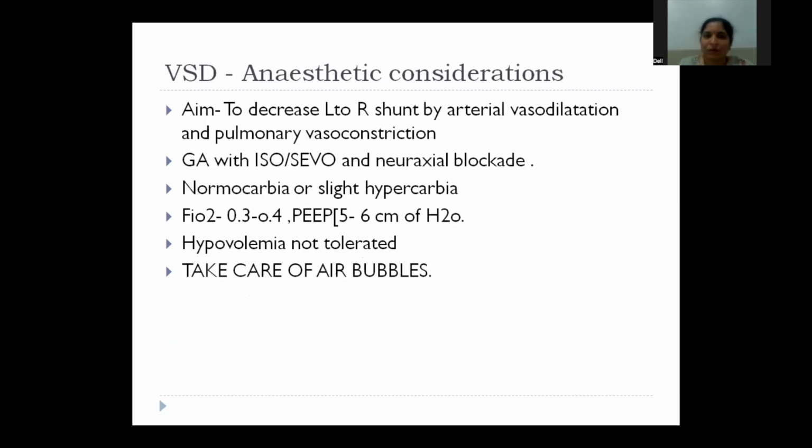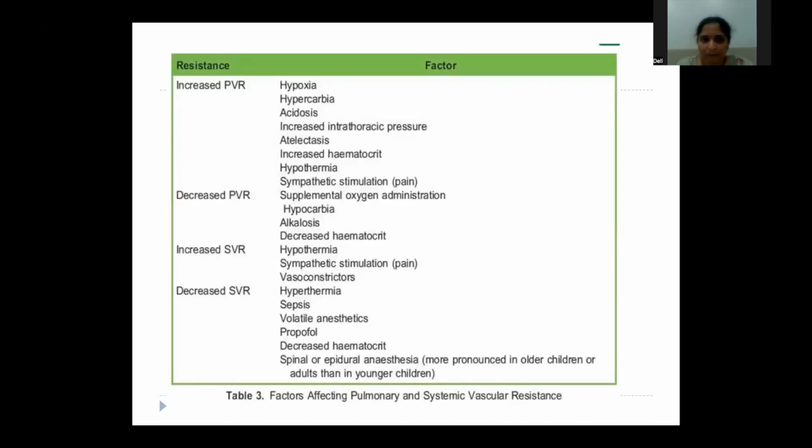VSD, the aim is we can decrease the left to right shunt by arterial vasodilatation, minimal decrease in the SVR, and we can keep the PaCO2 at normal or a little higher normal level, to reduce the pulmonary blood flow. We can induce these patients with isoflurane and sevoflurane. Neuraxial blockade, yes, spinal, we can give in VSD patients. Sometimes regional blocks for non-cardiac surgeries are acceptable for these patients as well. Again, the same, take care of air bubbles.